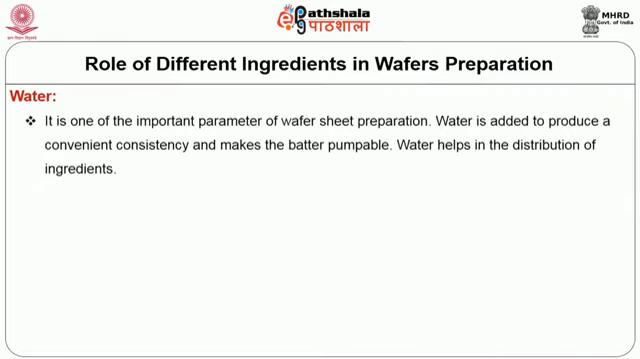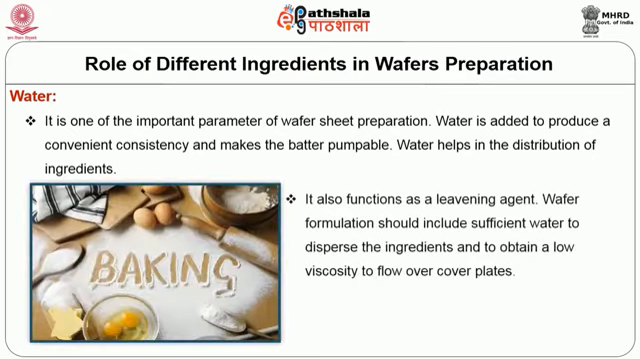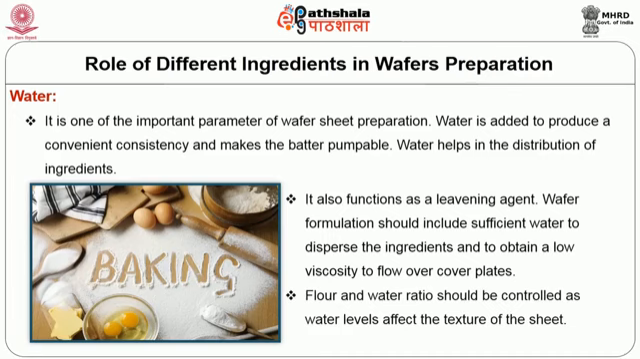Now, water. Water is one of the important parameters of wafer sheet preparation. Water is added to produce a convenient consistency and make the batter pumpable. Water helps in the distribution of ingredients. As a result of evaporation during baking, water also functions as a leavening agent. Wafer formulation should include a sufficient quantity of water to disperse the ingredients and to obtain a low viscosity to flow over cover plates. The flour and water ratio should be controlled, as water level affects the texture of the sheet.